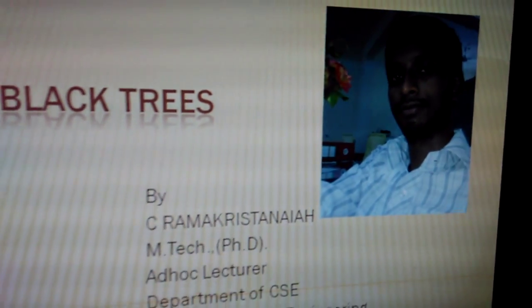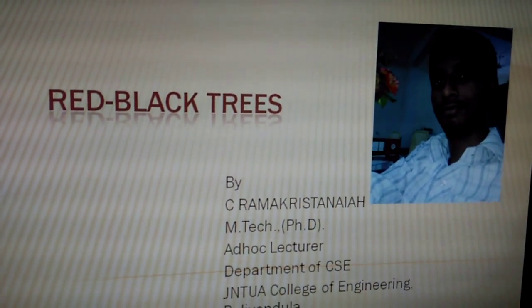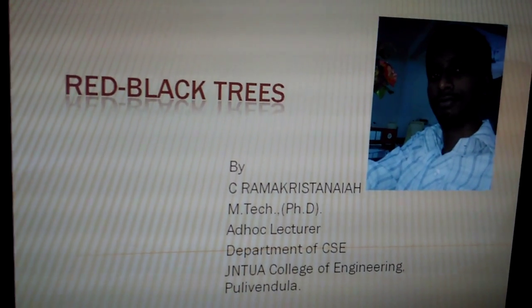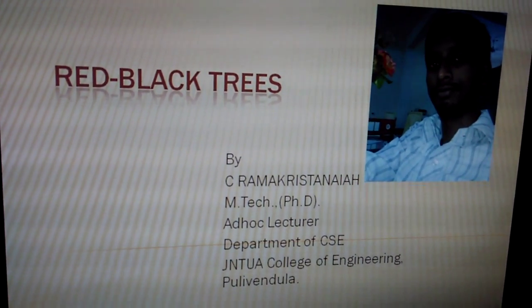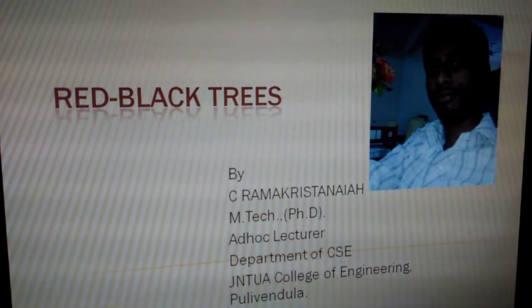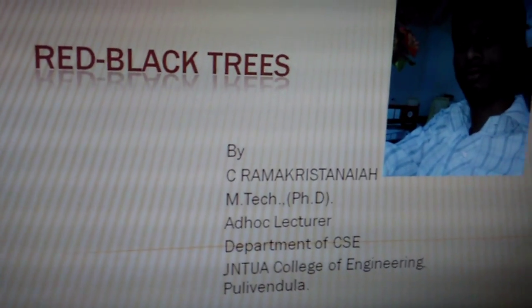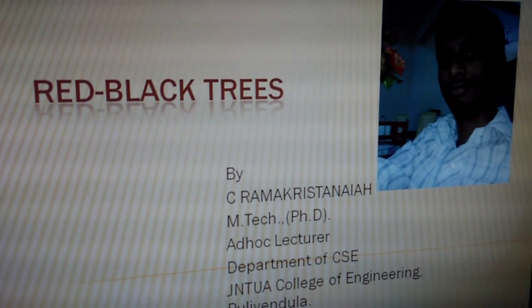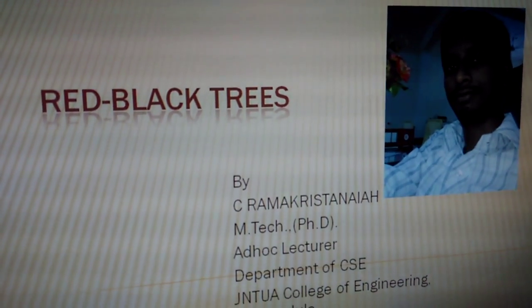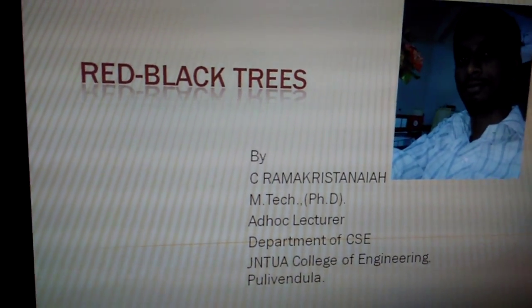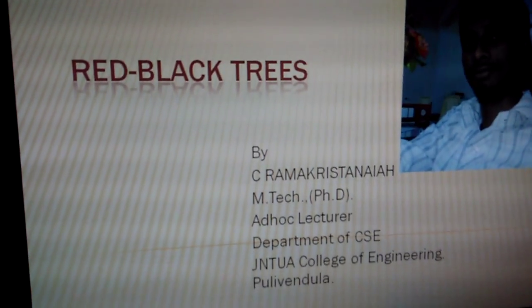Today our topic is red black trees, as part of our subject Advanced Data Structures. Why red black trees? To make the tree balanced. Balancing means it should give logarithmic performance for all insertion, deletion and searching in the worst case. Logarithmic performance means order of log n for all the operations.